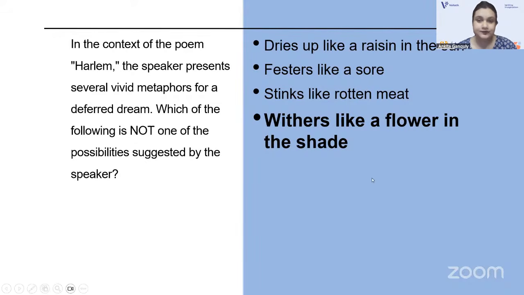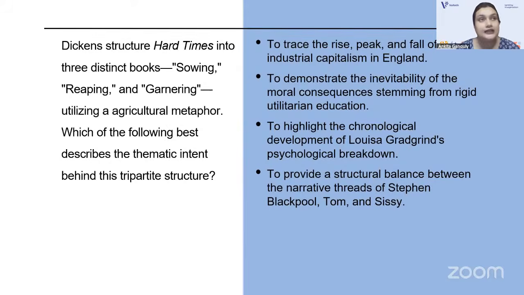Clear? Right. Next. Dickens's novel Hard Times, published in 1854. This novel has a tripartite structure. This novel has three sections: sowing, reaping, and garnering. And these three sections, as you can understand, are evoking agricultural metaphors: sowing, reaping, and garnering. These are terms from agriculture. So, which of the following best describes the thematic intent behind this tripartite structure of this novel? To trace the rise, peak, and fall of industrial capitalism in England, to demonstrate the inevitability of moral consequences stemming from rigid utilitarian education. Yes.